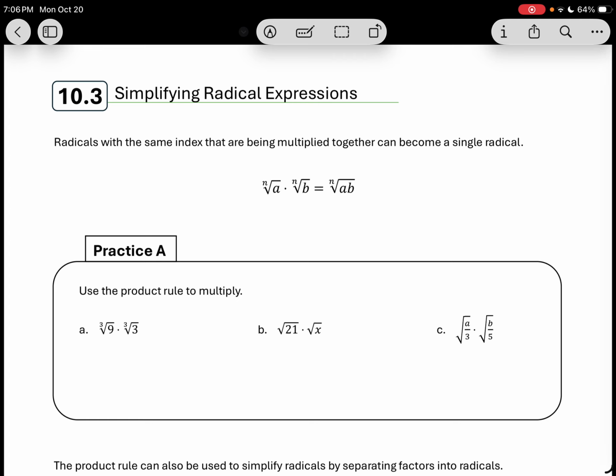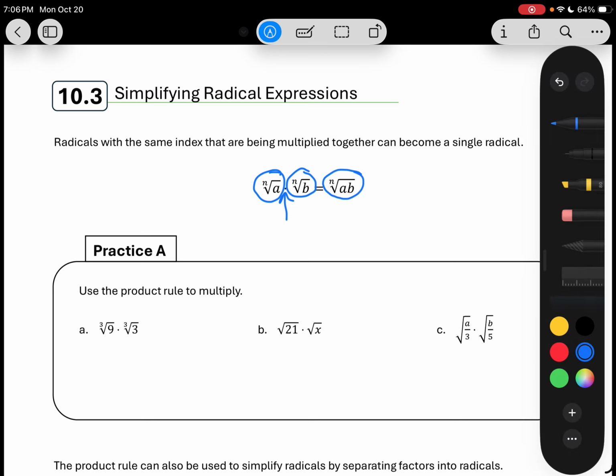So the first thing we need to see here is, if you look at this first equation, we've got the nth root, meaning any kind of root, with a underneath, multiplied by any kind of root, well, it has to be the same root as the previous one, with a b underneath. Then you can bring them underneath a single root, or radical, that's another name for it, and multiply those two things.